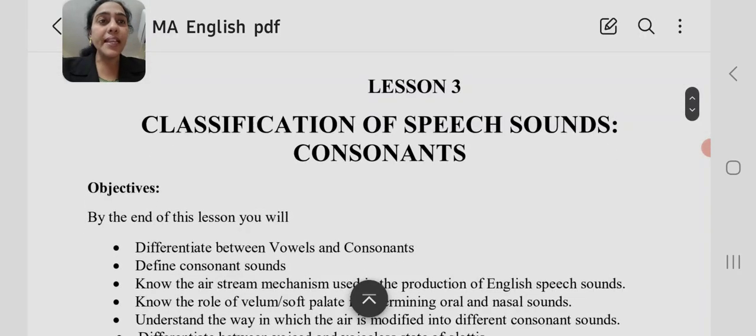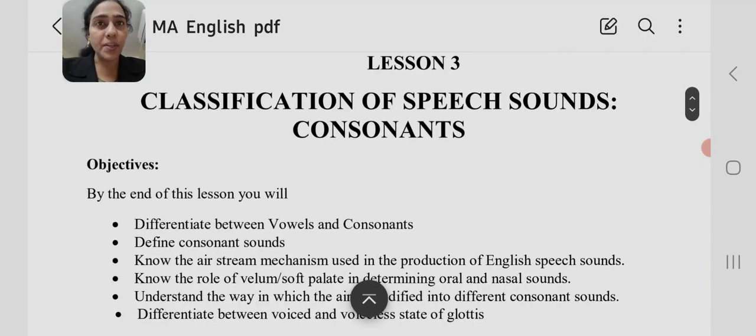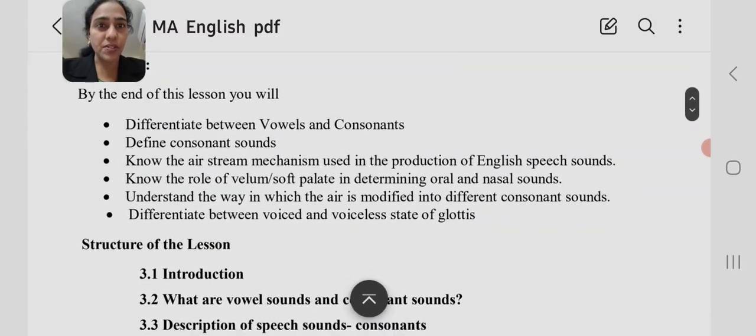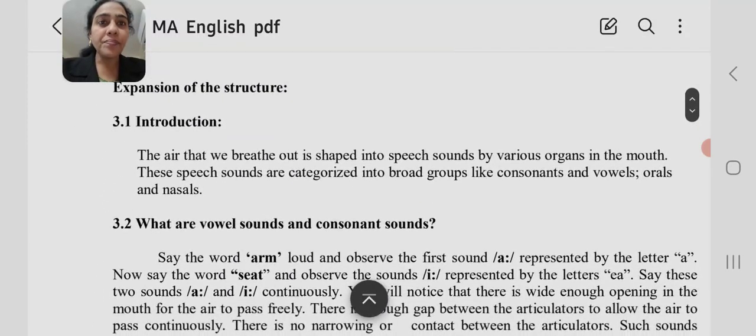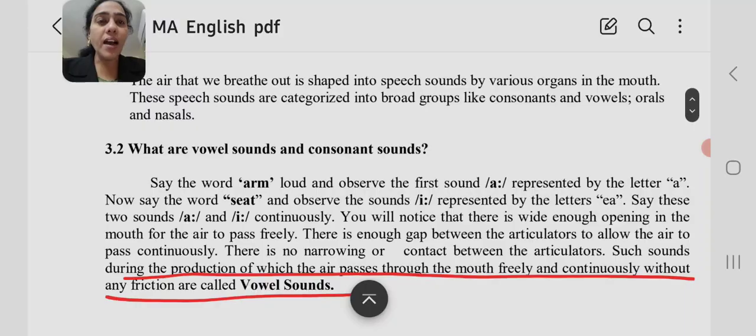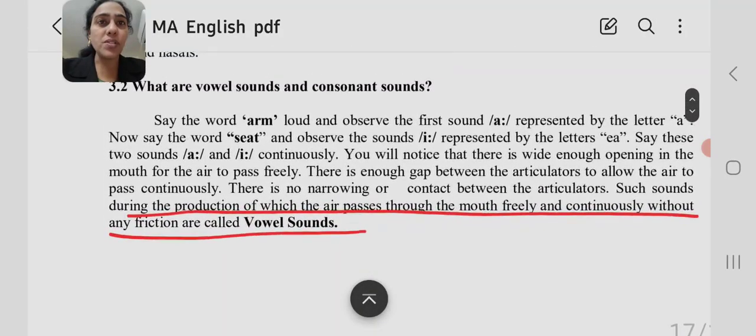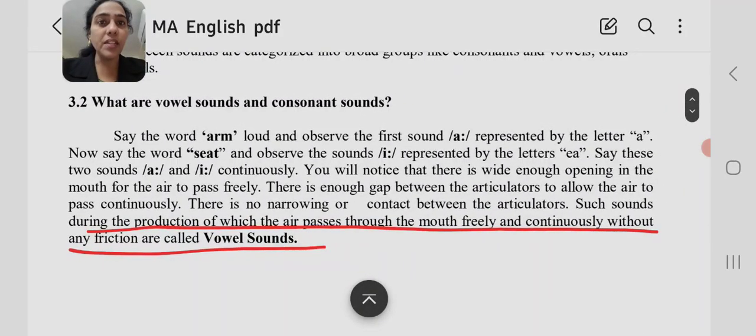Coming to the next part of this unit, this is also under Unit 2, which comes for second Roman in your examinations. We are going to learn what the basic vowel sounds and consonant sounds are. See, look here. I have underlined the key points already to make it easy for you.